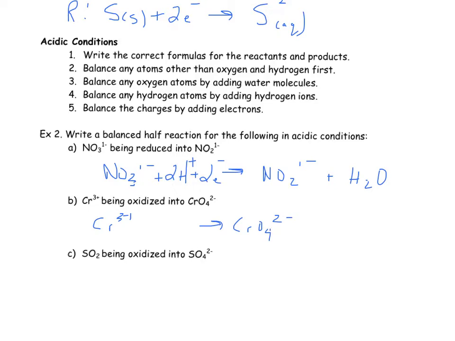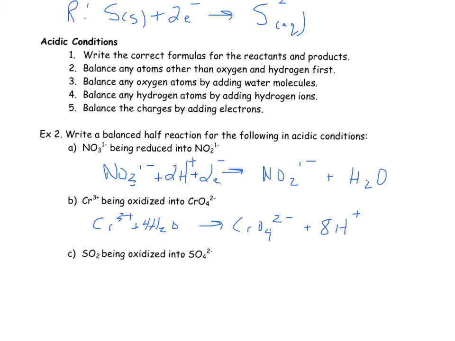Start by writing the reactants and the products. I have 1 chromium on each side, so no coefficients are necessary. In order to balance the oxygens, I add 4 waters onto the left side. That means I need to add 8 H pluses on the right side to balance my hydrogens.